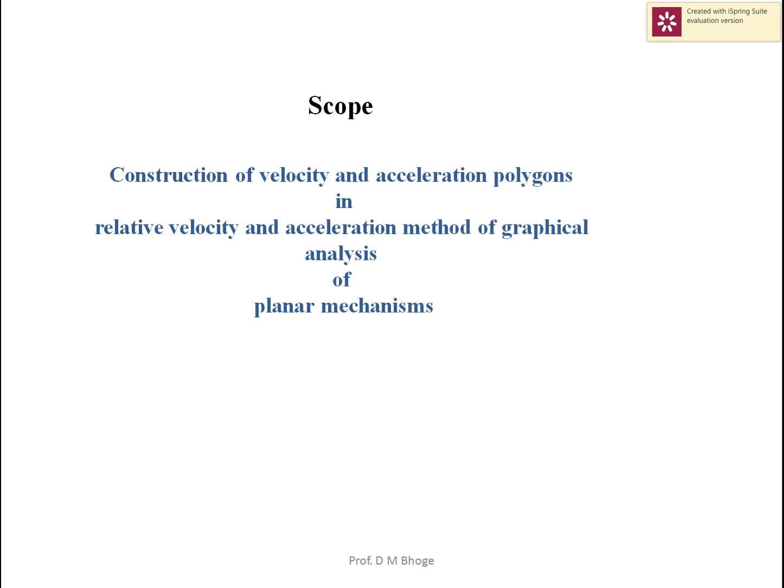So what is the scope of this lecture? We have not gone into any mathematical derivations or proof of all the vector quantities of circular motion. We have just revised the things which we should know before starting the relative velocity and acceleration analysis method. So construction of velocity and acceleration polygons in the relative velocity and acceleration method of graphical analysis of planar mechanisms requires whatever things we have seen in today's lecture.